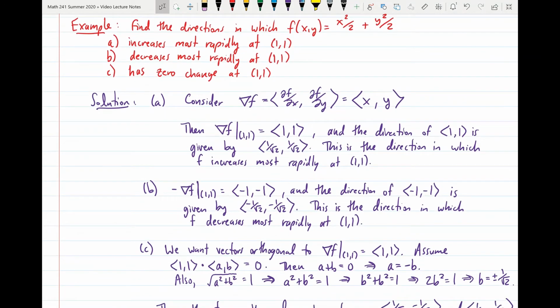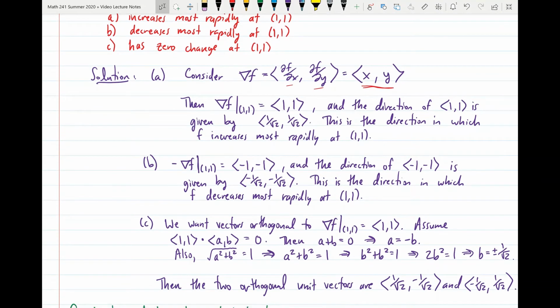So first we need an expression for the gradient vector. The gradient of f is going to be equal to the vector where the i component is the partial derivative with respect to x, and the j component is the partial derivative with respect to y. If we take both of the partial derivatives, we find that the gradient is equal to the vector (x, y). And now we want the gradient vector specifically evaluated at the point (1, 1). And so we plug in 1 for x and 1 for y, and we get that it's just the vector (1, 1).